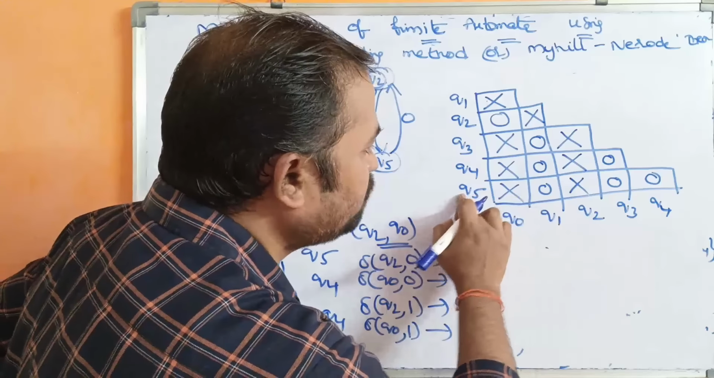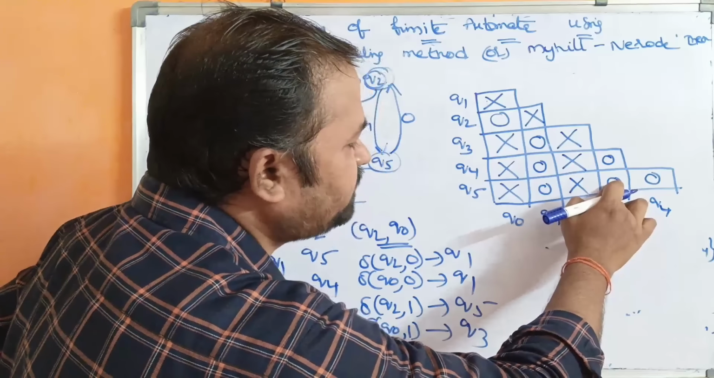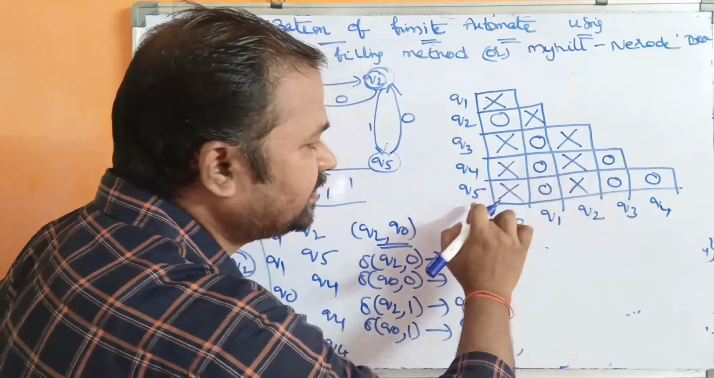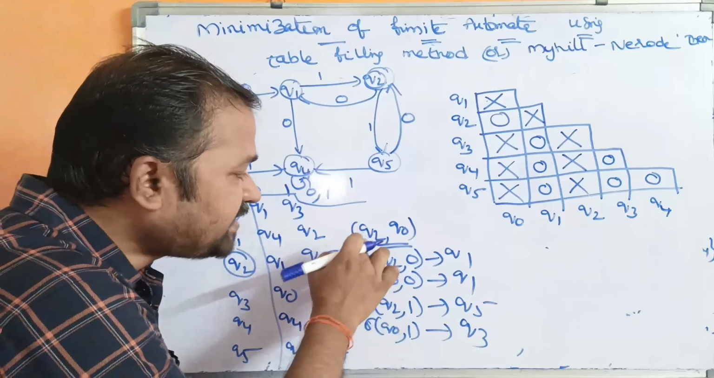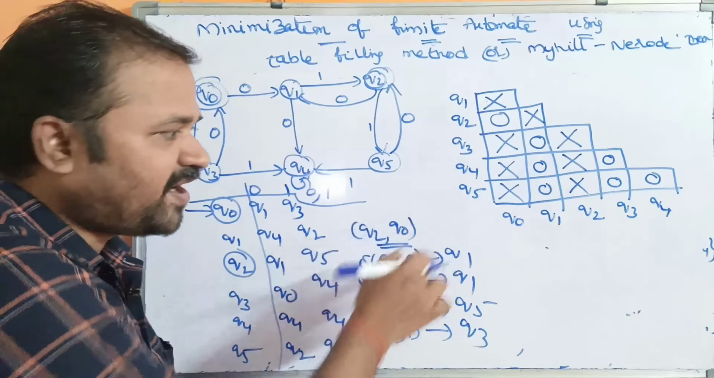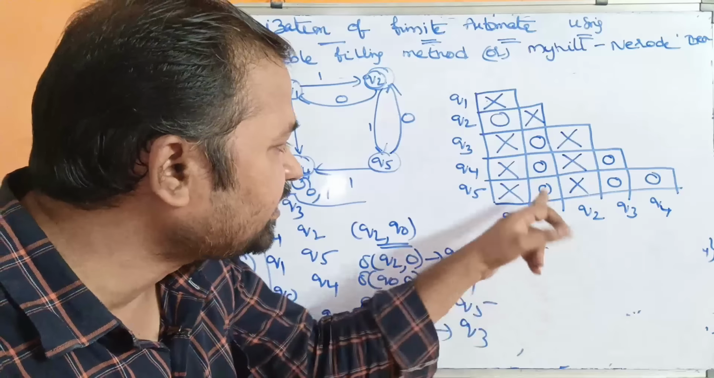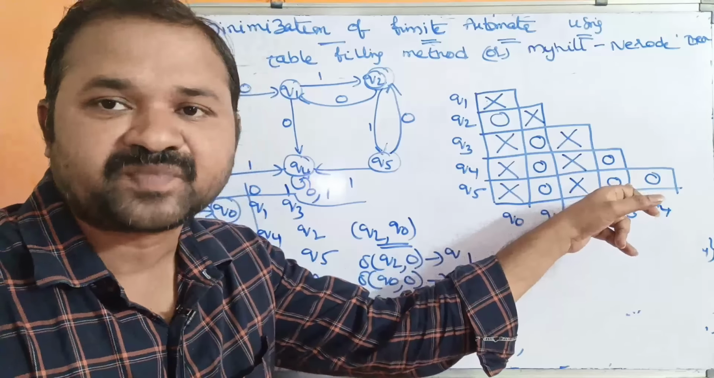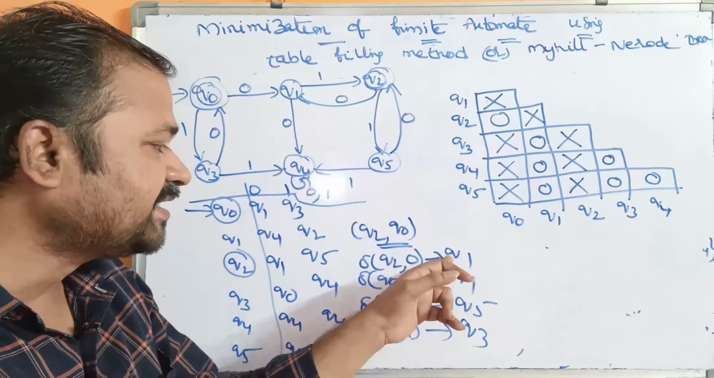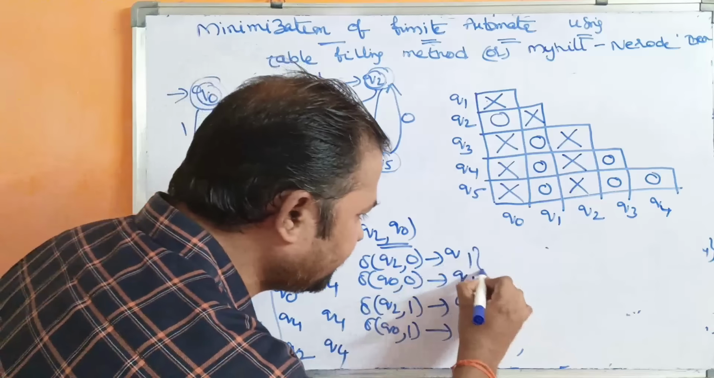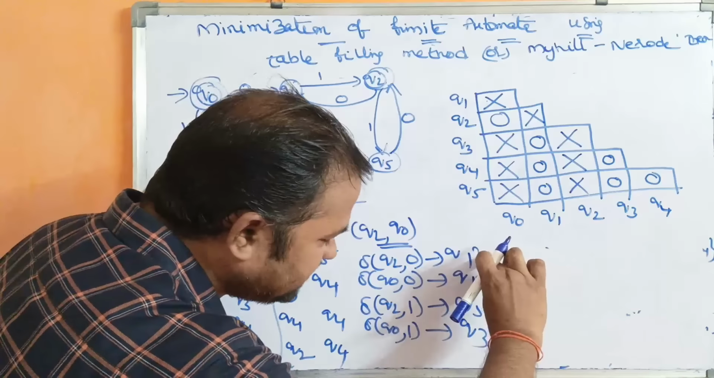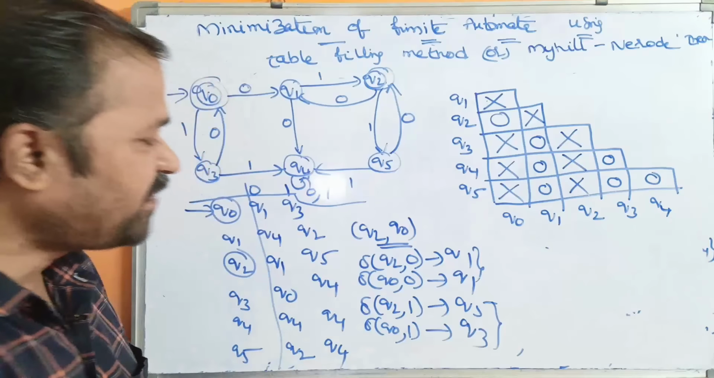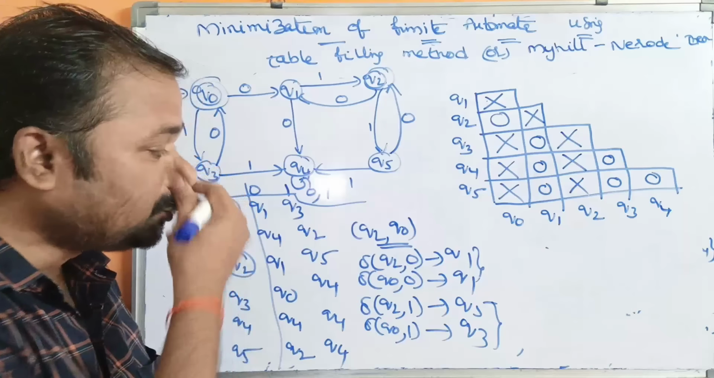This Q5, Q3 pair is not marked. So marking this pair is not possible. Why? Because if one of these pairs is marked, either this one or this one, then we can mark Q2, Q0.